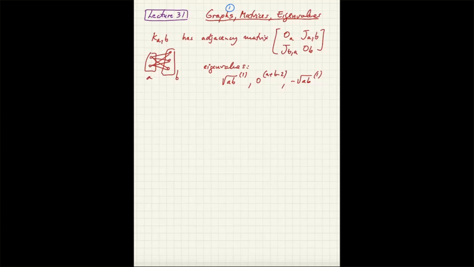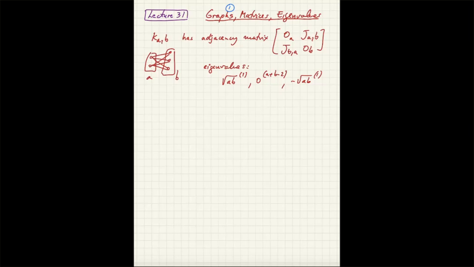As you recall, we first found 0 as an eigenvalue because the adjacency matrix that you see there in the picture has rank 2, and therefore by the rank-nullity theorem, the eigenvalue 0 has multiplicity A plus B minus 2. And then we used the trace of the adjacency matrix and the trace of the adjacency matrix squared to determine the other two eigenvalues, square root of AB and minus square root of AB.